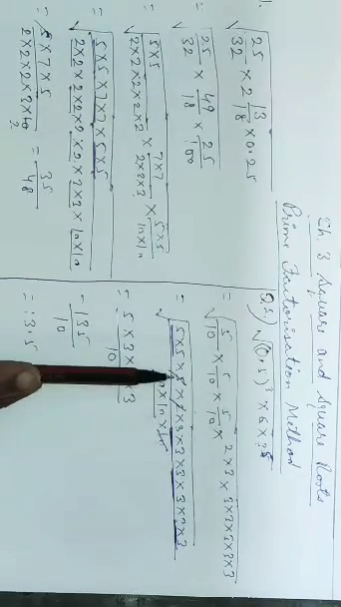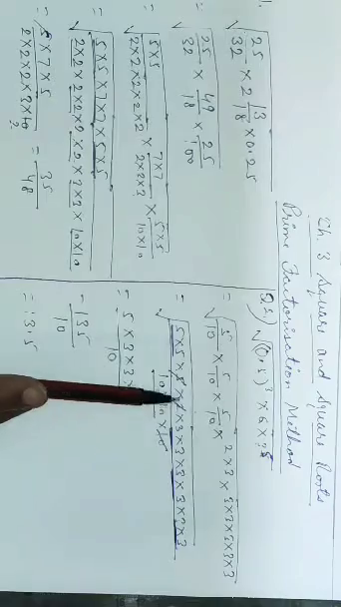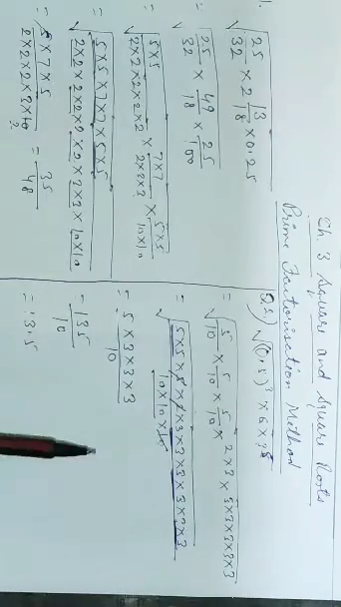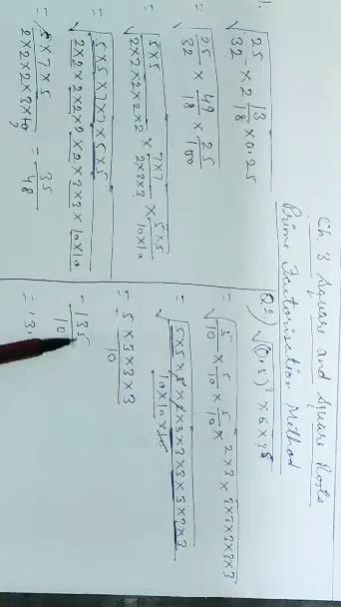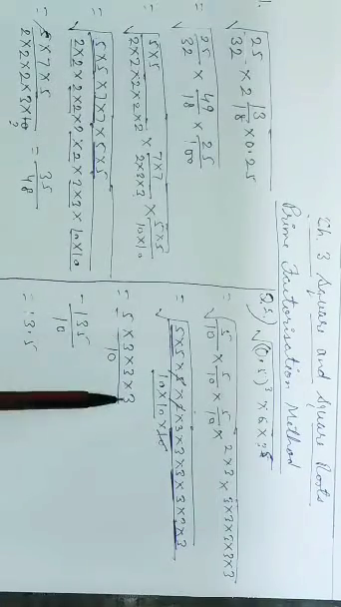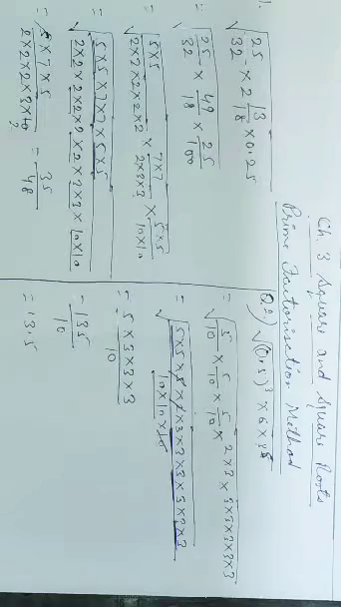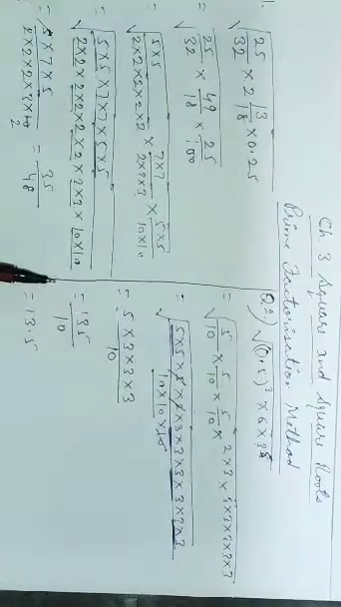So I have cancelled these because 5 into 2 is also 10. So 10 and 10 can be cancelled together. From each pair I have taken one number out. So after multiplication we get 135 by 10. So the result is 13.5. Okay. Two problems we have solved so far. Let us take question number 3.